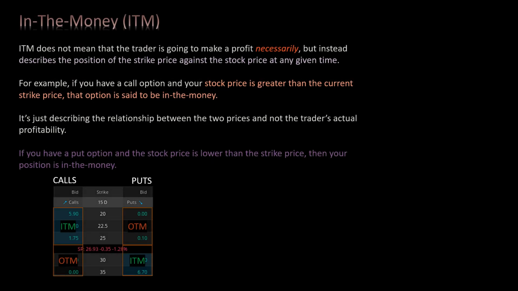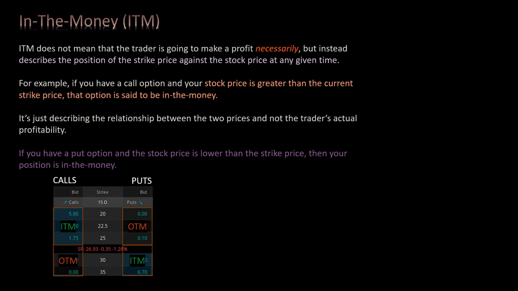In the money. So in the money does not mean that the trader is going to make a profit necessarily, but instead describes the position of the strike price against the stock price at any given time. For example, if you have a call option for GameStop for $100 and GameStop is at $105, that means you are currently in the money. It's just describing the relationship between the two prices and not the trader's actual profitability. So that's important to understand.